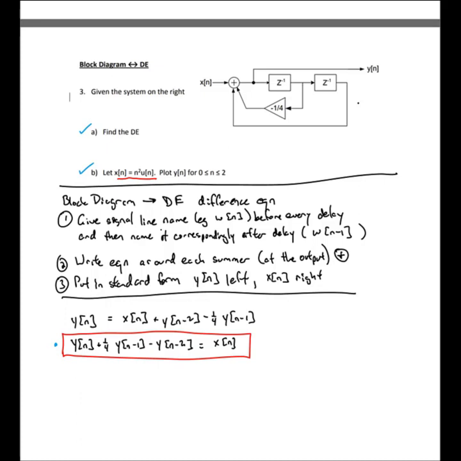Is there something that makes it easier the way you reformatted it? Like, would you use that specifically, or would you rather keep the y of n by itself on the left side? Yeah. I want the y of n's on one side, and I want the x of n's on the other, just for now.